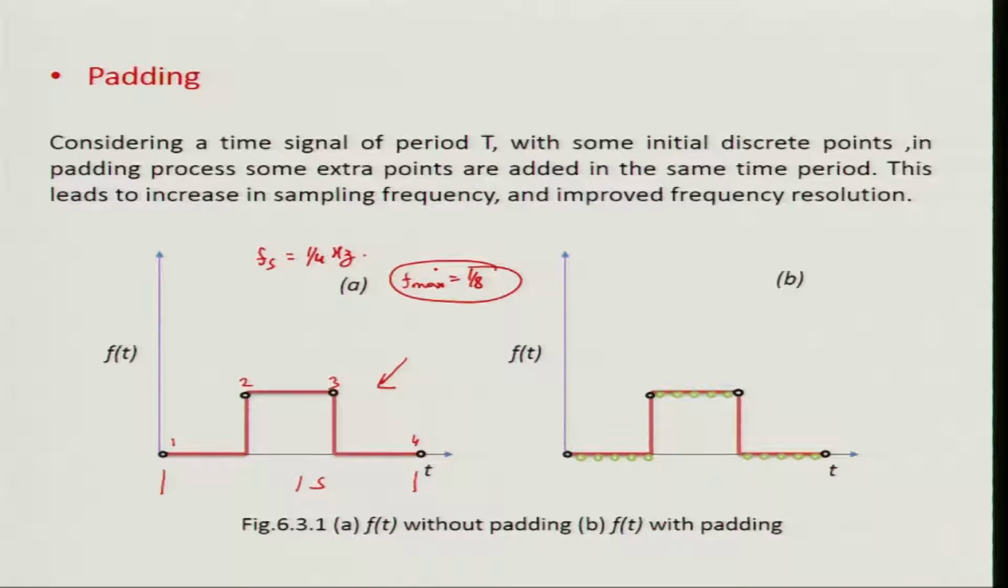The other thing is that I will also lose on frequency resolution. So, what people do is that in the same time signal they put some extra points. These are padded points. So, this type of padding, over the same time period, improves our sampling frequency and also frequency resolution. So, this is one important concept.